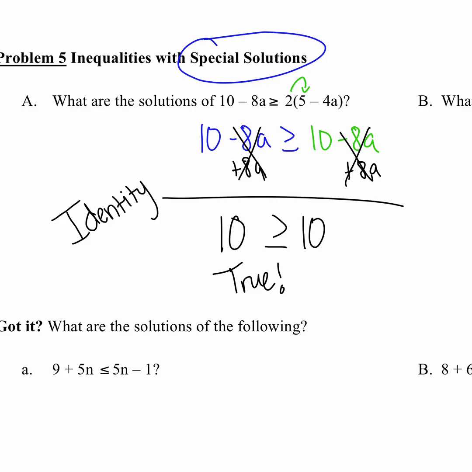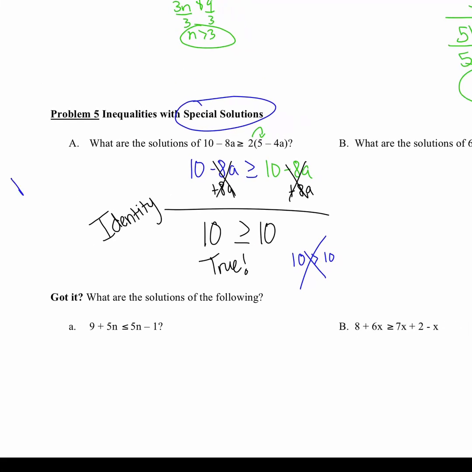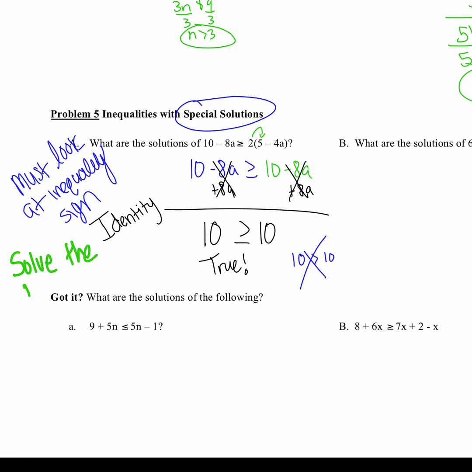But if you notice, had my inequality sign been different, meaning if I would have had 10 is greater than 10, that would be false, right? 10 is not greater than 10. So unlike with equations where if you got the same number on both sides, you could just say, all right, infinite solutions, I'm done with that one, move on. These ones you need to actually look at the signs. Okay, so must look at inequality sign. Okay, in big letters, I want you to write solve the whole way.